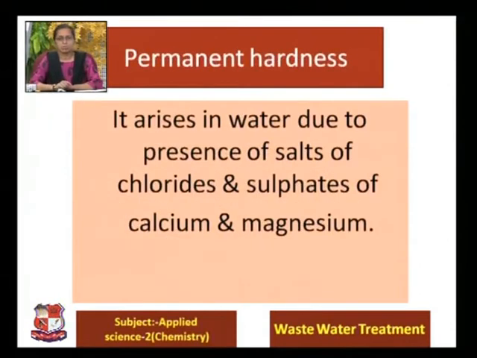Now let us try to see what permanent hardness is. This permanent hardness arises because of the presence of chlorides and sulfates of calcium and magnesium. One has to remember, whenever we are talking of temporary hardness, it means we are talking of the bicarbonate salts of calcium and magnesium. But when we are talking of permanent hardness, it means we are talking of the chloride and sulfate salts of calcium and magnesium. So this gives rise to the permanent hardness.